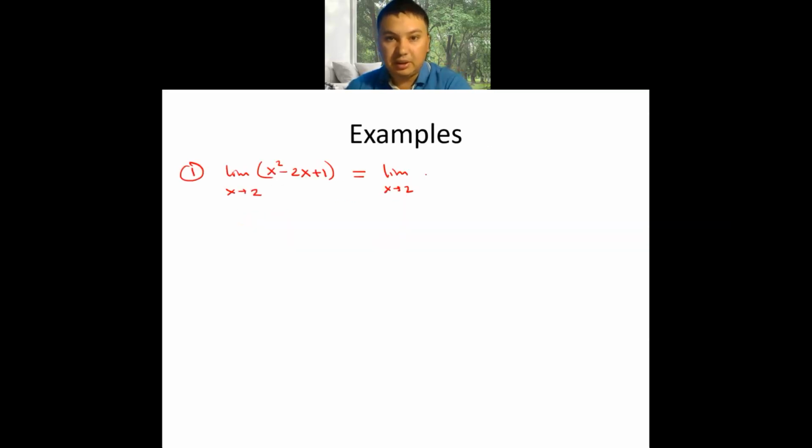Here you get x squared. So first one, I will write slowly, then we can do minus the limit as x goes to 2 of 2x, and the limit as x goes to 2 of 1, right? But then what happens to the x? What is the limit of x squared?